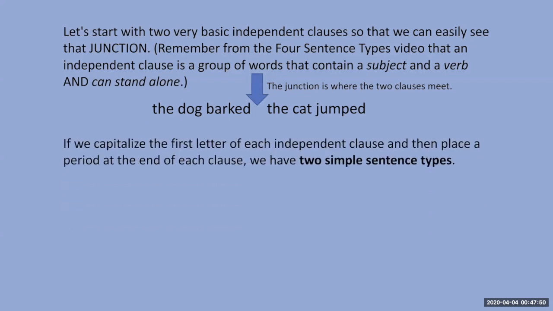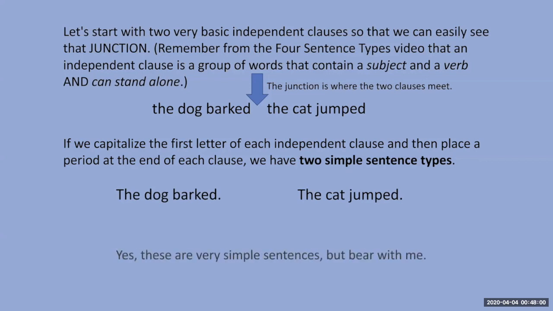If we capitalize the first letter of each independent clause and then place a period at the end of each clause, we have 2 simple sentence types. The dog barked, period. The cat jumped, period. Yes, these are very simple sentences, but bear with me.